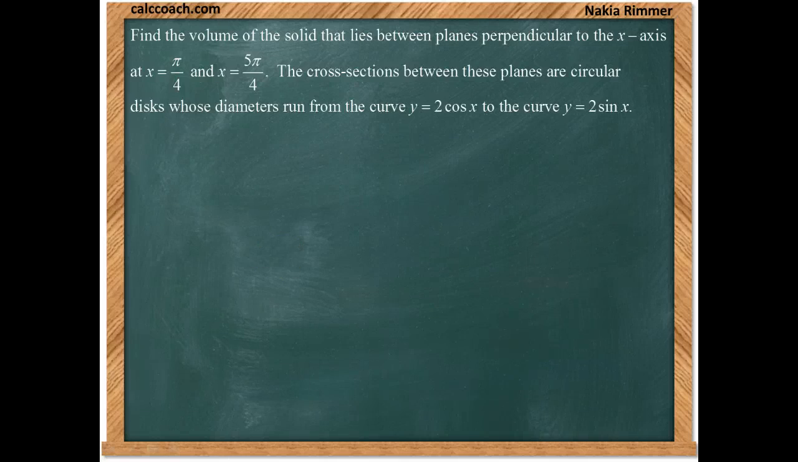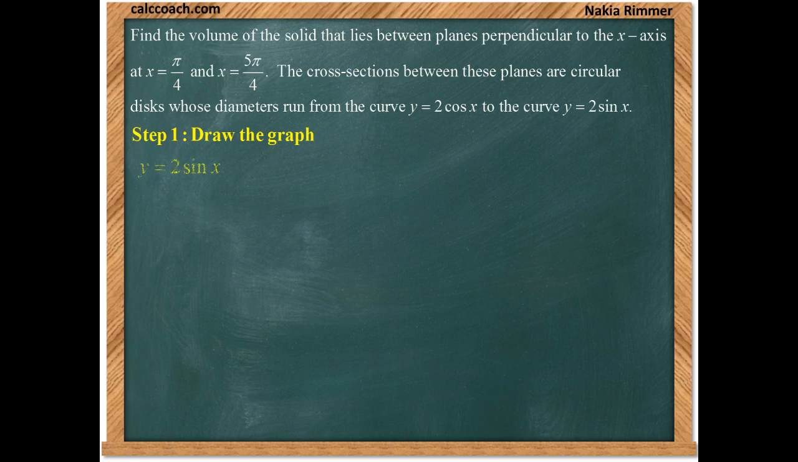Find the volume of the solid that lies between planes perpendicular to the x-axis at x equals pi over 4 and x equals 5 pi over 4. The cross sections between these planes are circular disks whose diameters run from the curve y equals twice cosine x to the curve y equals twice sine x. So the first thing we must do is get a good drawing of the graph.